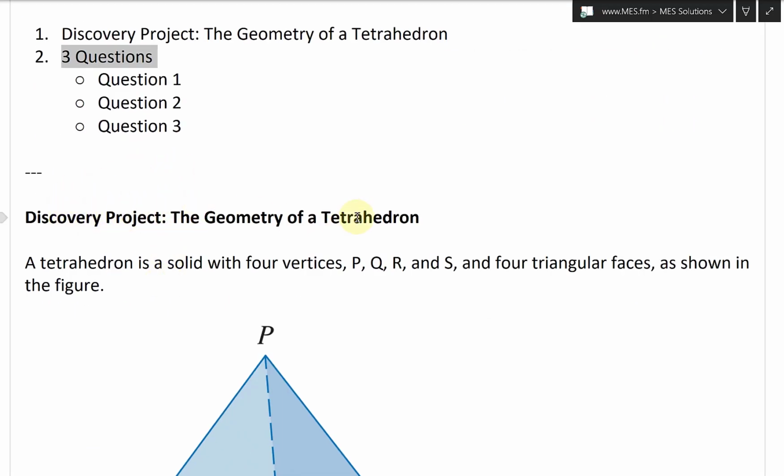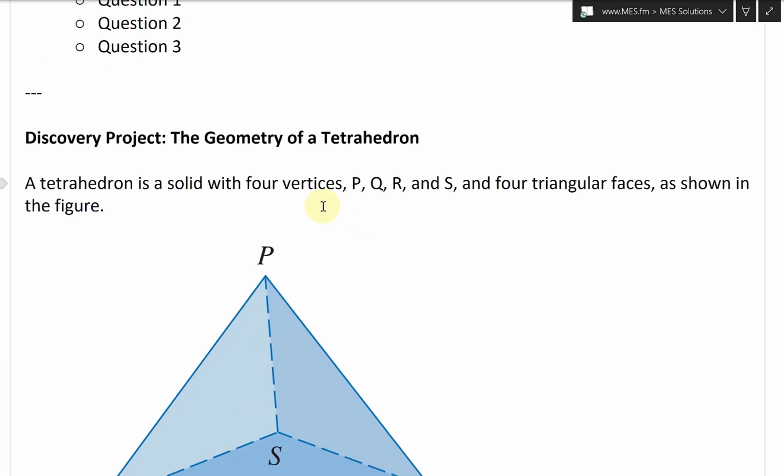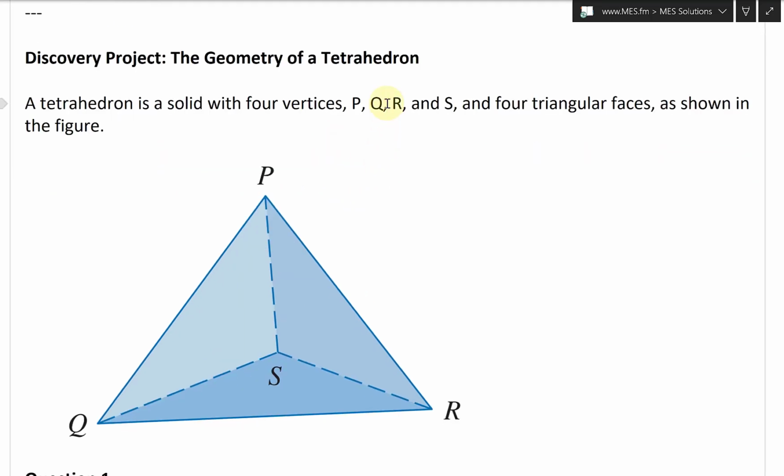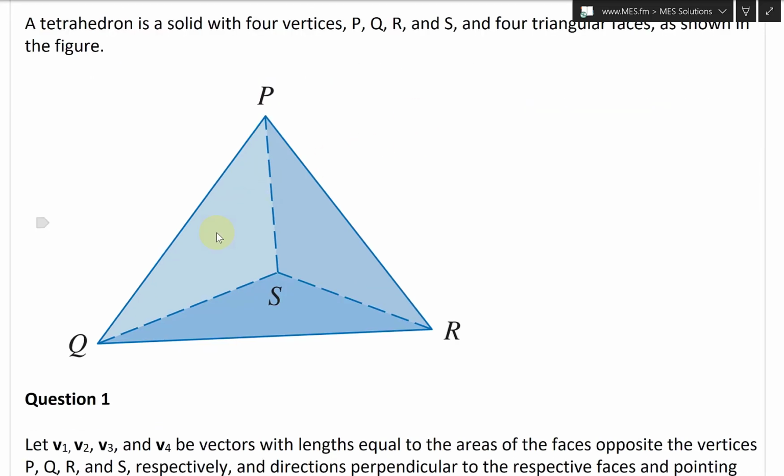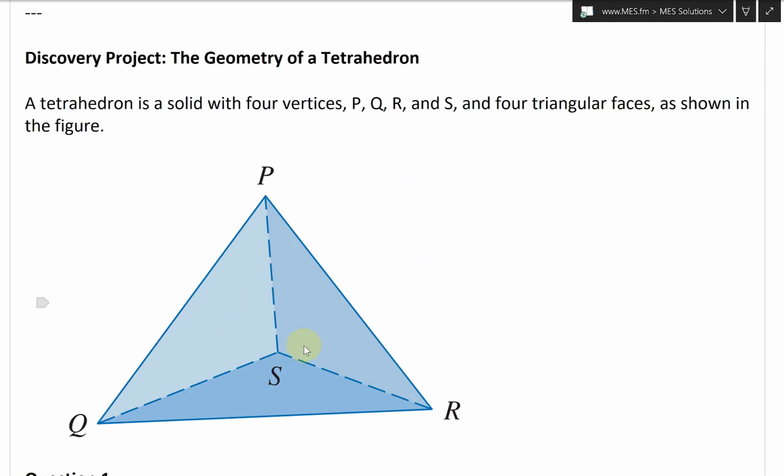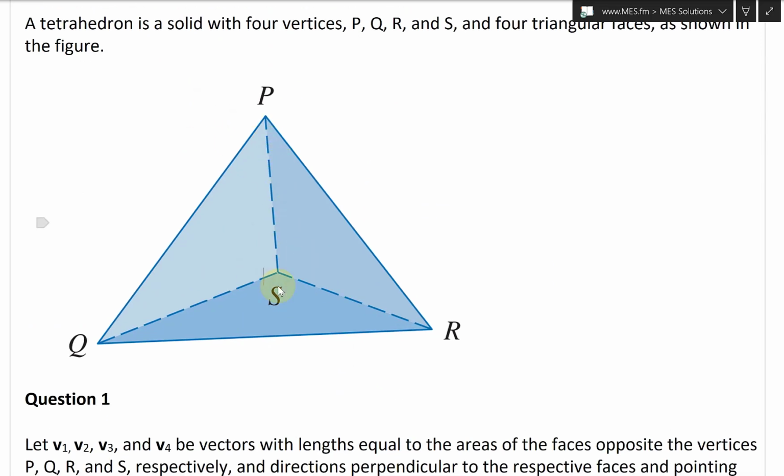So let's just jump right in. Discovery Project: the geometry of a tetrahedron. A tetrahedron is a solid with 4 vertices, P, Q, R, and S, and 4 triangular faces as shown in this figure, like this. Throughout this video, I'm actually going to be dealing with a perpendicular setup here, where at this center point S all the angles are right angles. I'll be dealing with that. But basically a tetrahedron is just a triangular pyramid.